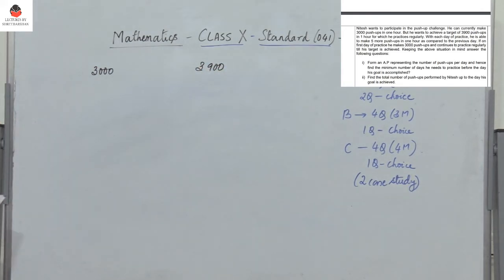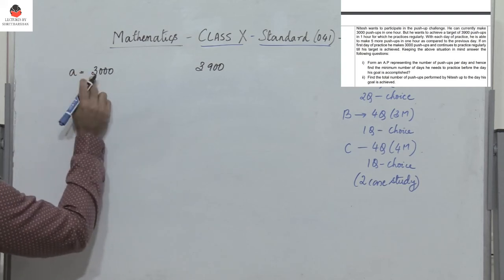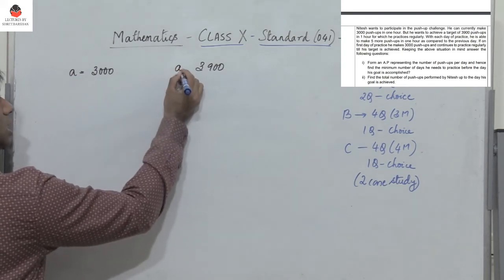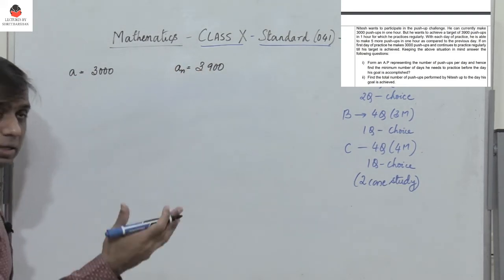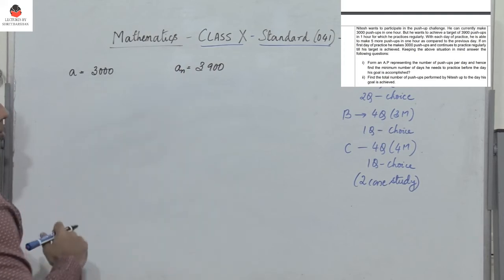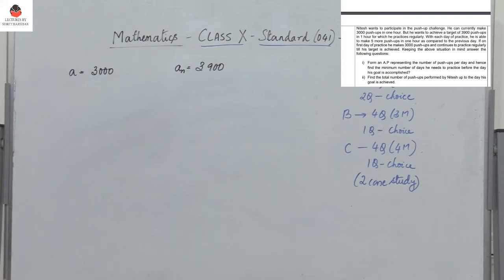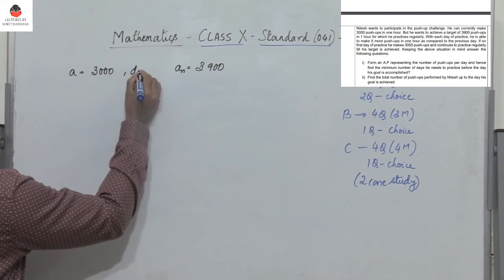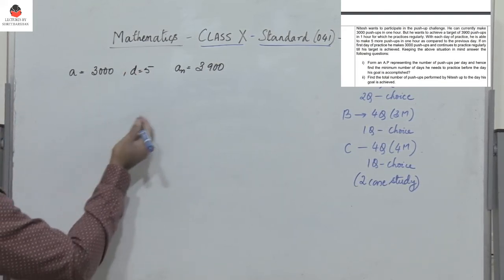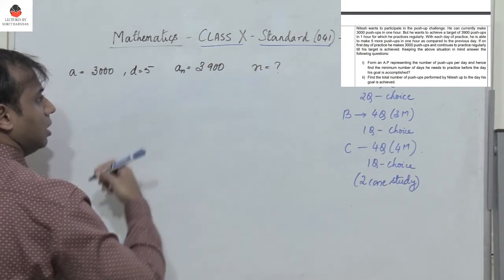Right? So he regularly practices, and with each day of practice he is able to do 5 more push-ups. So if A is 3,000, I want AN, which is 3,900, the final. So 3,900 has to be the final number of push-ups which Nitish can do in 1 hour. And every day when he practices, the number of push-ups he does increases by 5. So D happens to be 5 here. So let us find out what is N. So how many days are required?